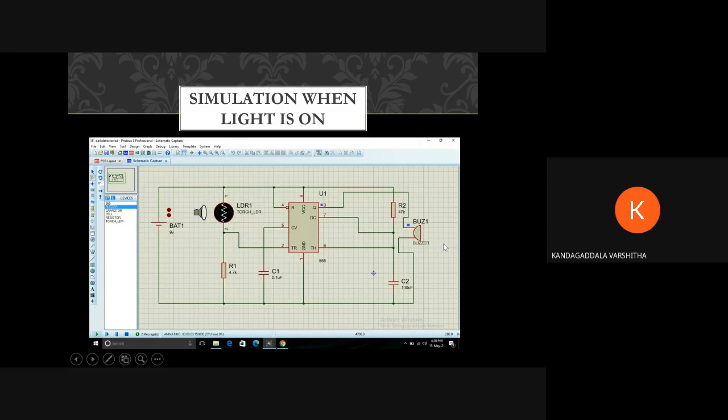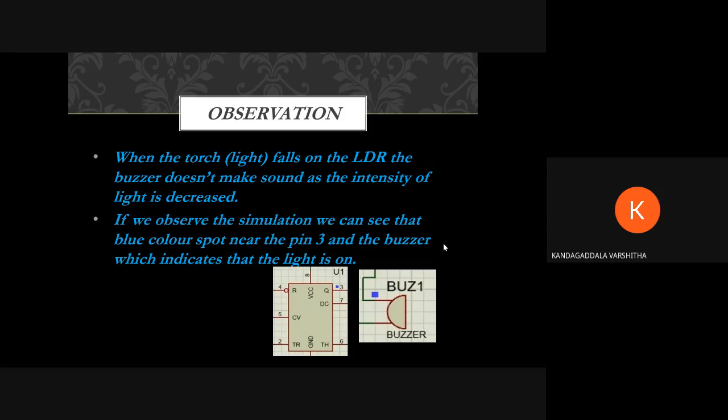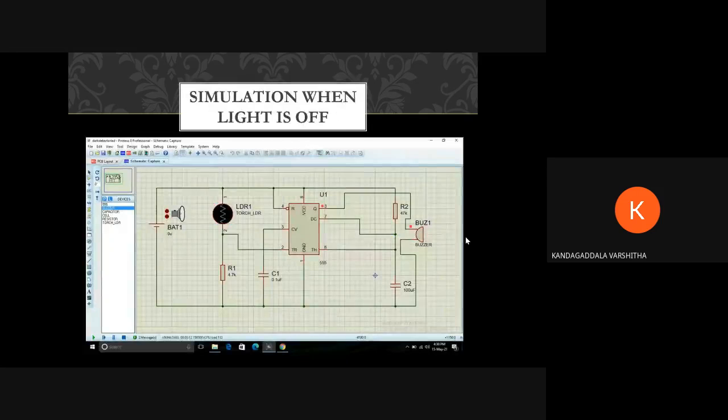When the torch light is on and starts to move near the LDR, the intensity of light decreases so that the buzzer does not make any sound, and we get a blue spot near the output pin and near the buzzer. This is the simulation output when the torch light is on. Now let us see the simulation output when the torch light is off.